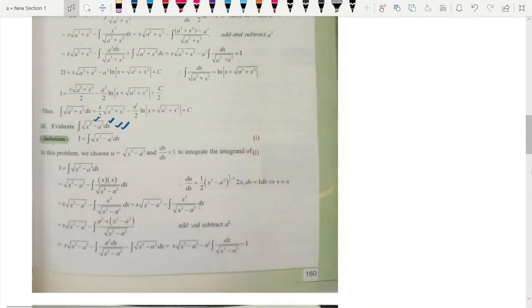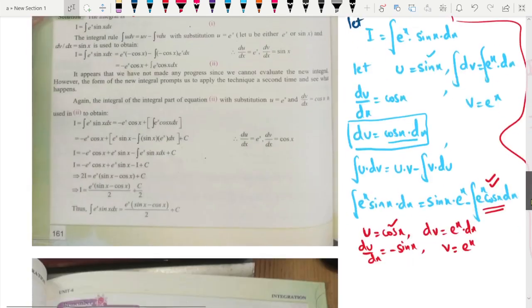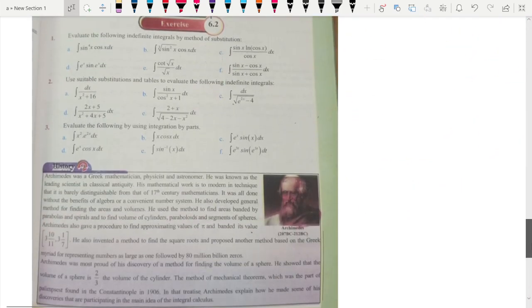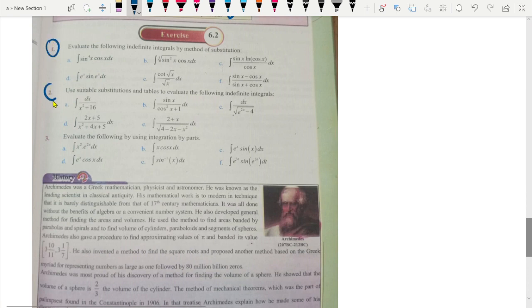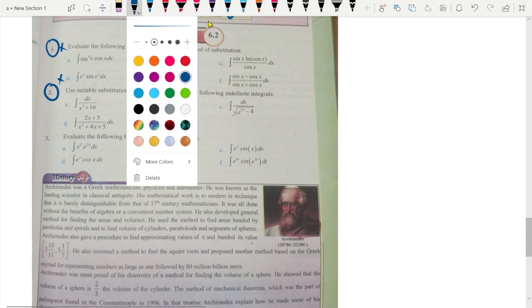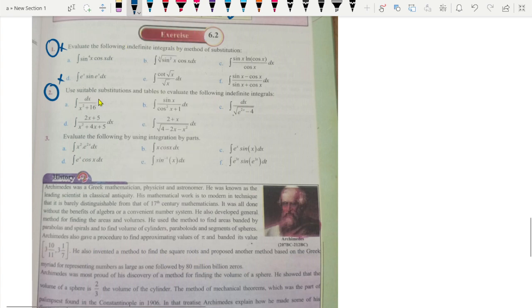So we discuss the questions of the exercise about integration by parts. We have discussed this question and this question in the previous video. You can find these two questions in the below link, and here we will solve only question number 3. Evaluate the following by using integration by parts. Question number 3, part 1: the integral of x squared e^(2x) dx.